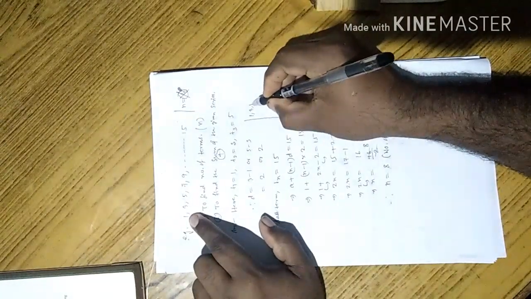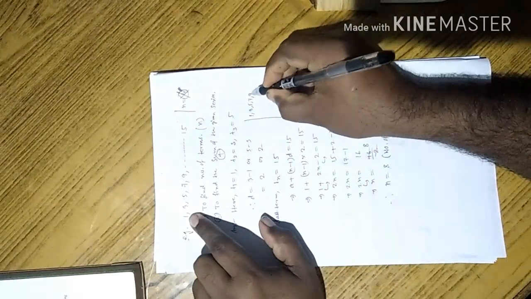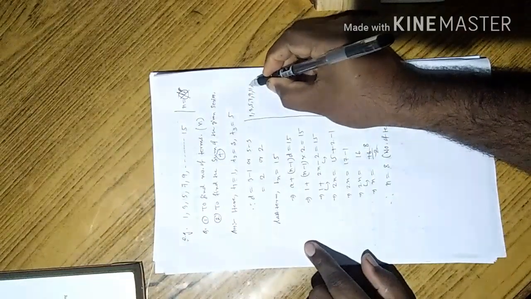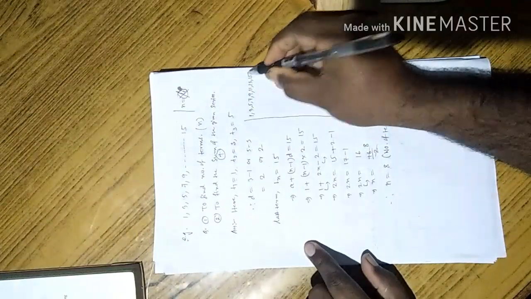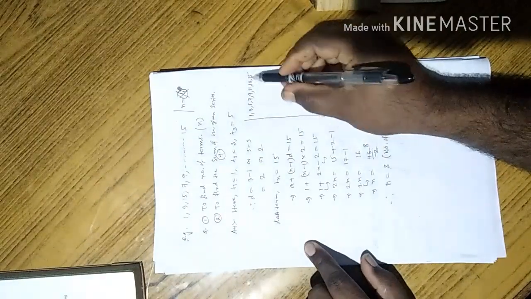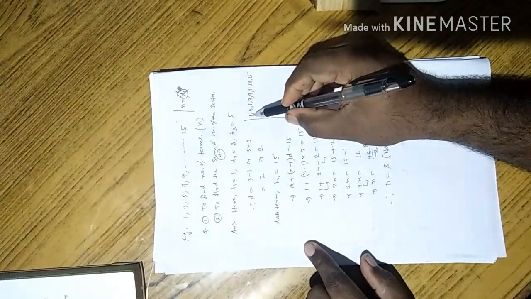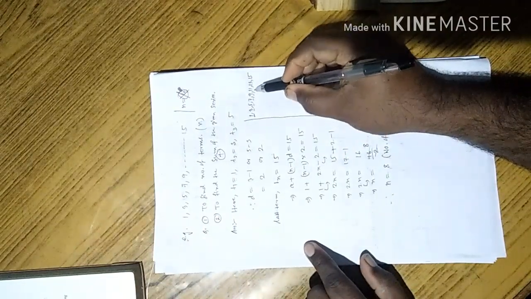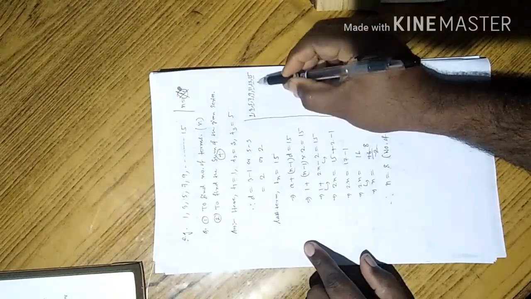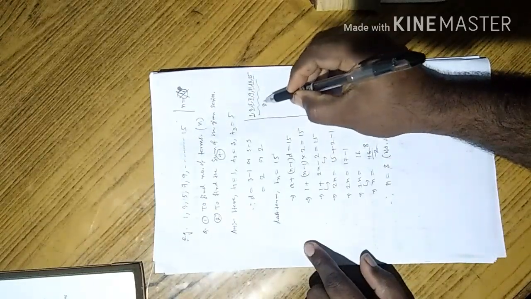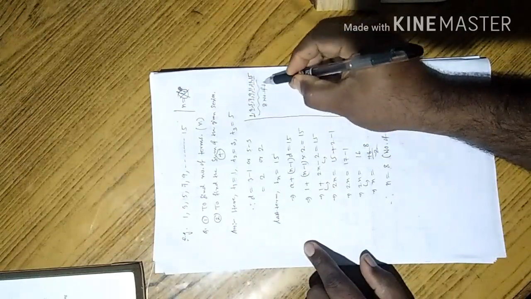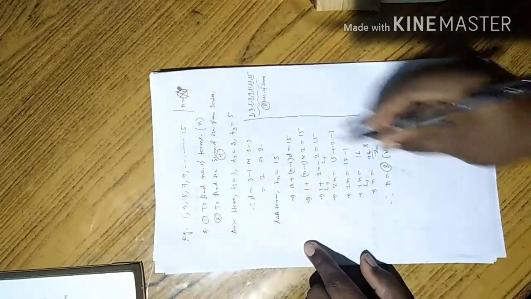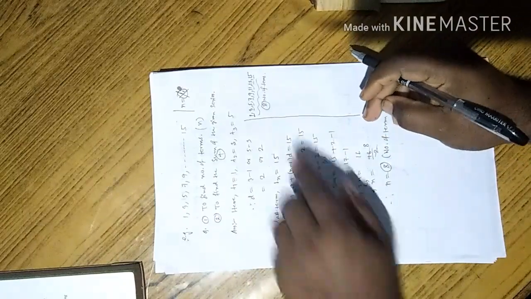1, 3, 5, 7, 9. After 9, what will come? 11, then 13, next 15. You see how many terms there are. By counting you will know. First, second, third, fourth, fifth, sixth, seventh, eighth. So there are 8 terms. Here also 8. So I showed it verbally.